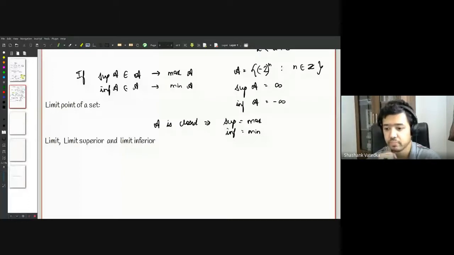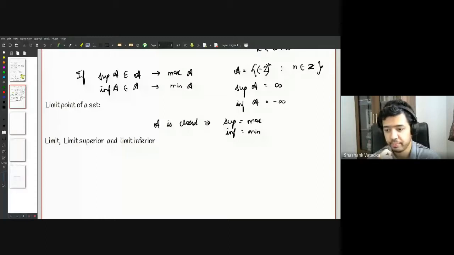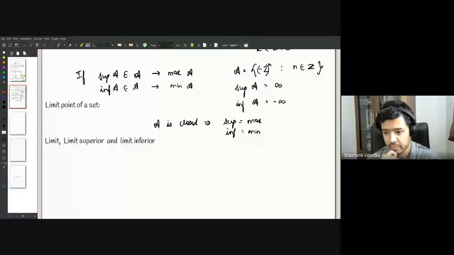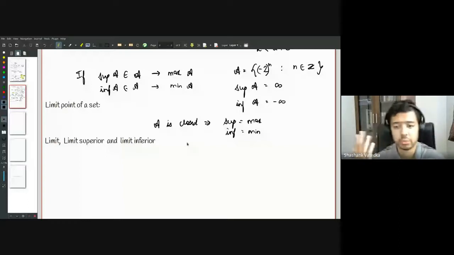If the maximum exists, then it is always equal to the supremum. If the minimum exists, then it is always equal to the infimum. Any other questions? These notions are very closely related. They're very similar, but sometimes you need to be careful. The supremum will always exist, the infimum will always exist, but the maximum and minimum may or may not exist.